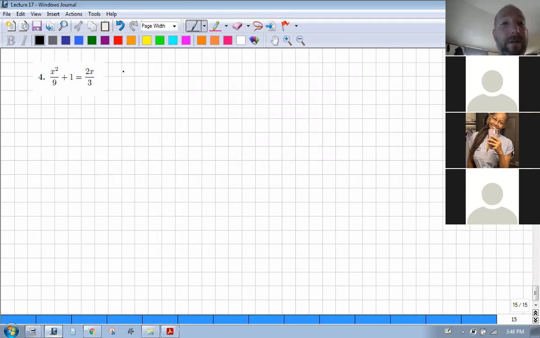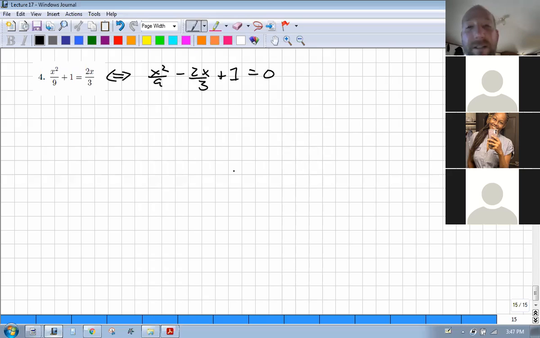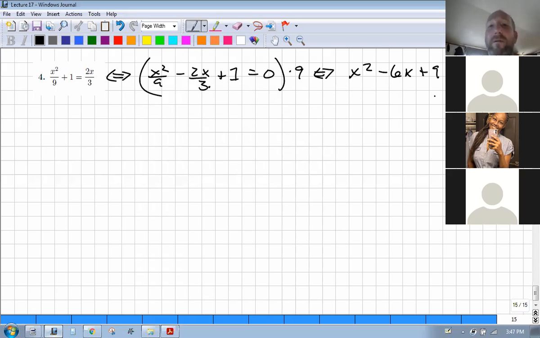All right, this one, putting it into standard form. And you know what? I don't want to deal with all these fractions, so I'm going to multiply everything by 9. That's going to give me an x squared. 9 over 3 is 3 times 2 is 6. All right, so from there, I can eyeball factor that one.